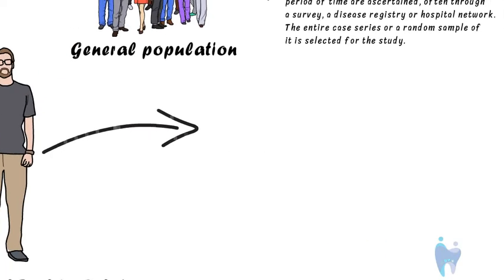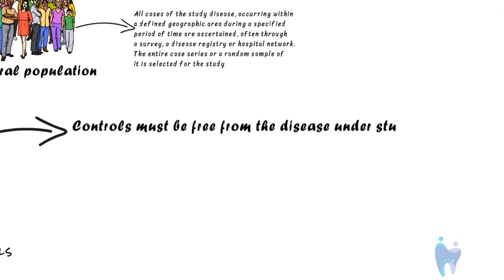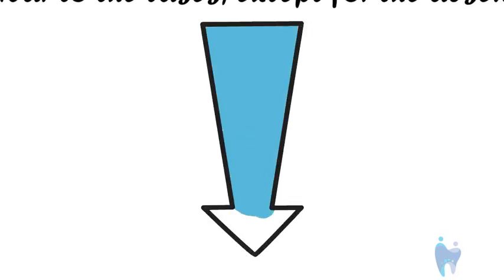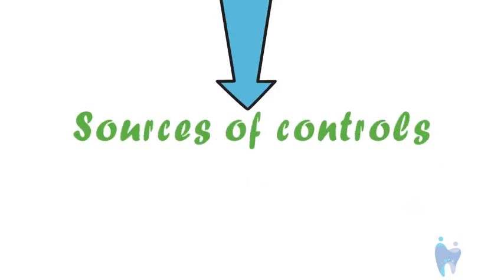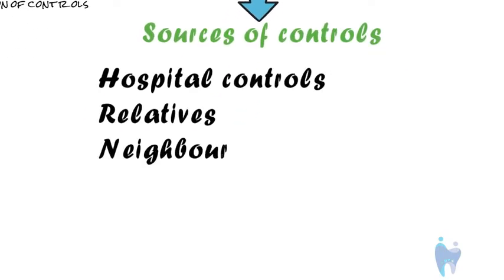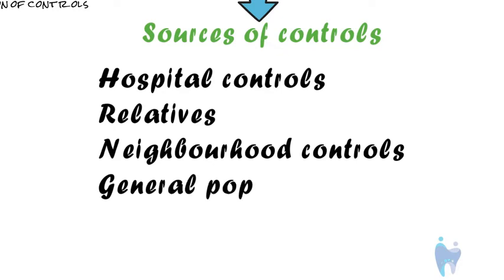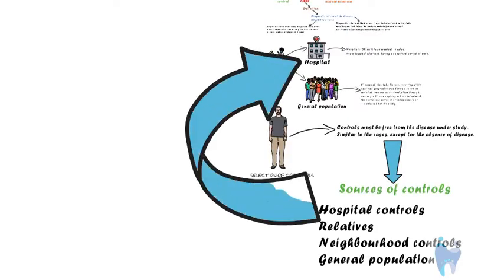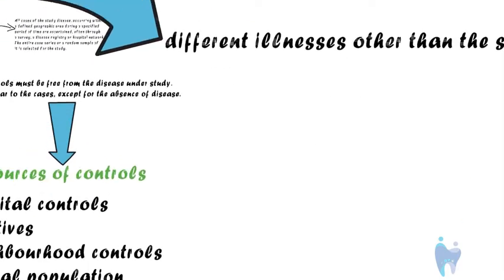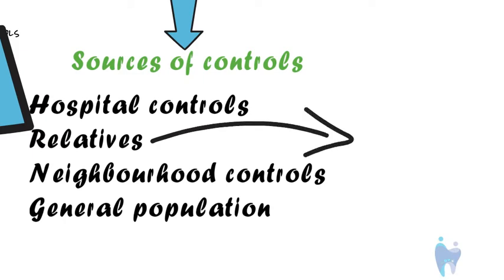Selection of controls. Controls must be free from the disease under study, similar to the cases except for the absence of disease. Sources of controls: hospital controls, relatives, neighborhood controls, general population. Hospital controls may be selected from the same hospital as the cases, but with illnesses other than the study disease. Sibling controls are unsuitable where genetic conditions are under study.